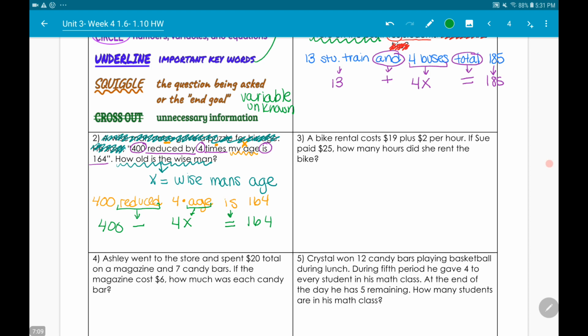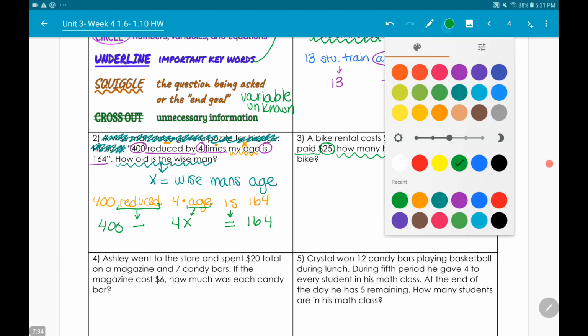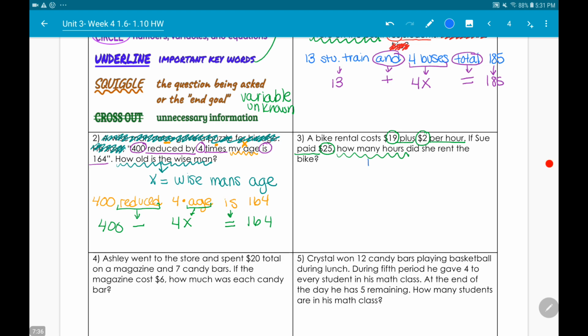Again, we're not solving this yet. We will solve it on Thursday, but we are just practicing. All right, for the sake of time, let's just do one more. A bike rental costs $19 plus $2 per hour. If Sue paid $25, how many hours did she rent? Okay, so my unknown or my x is the number of hours.